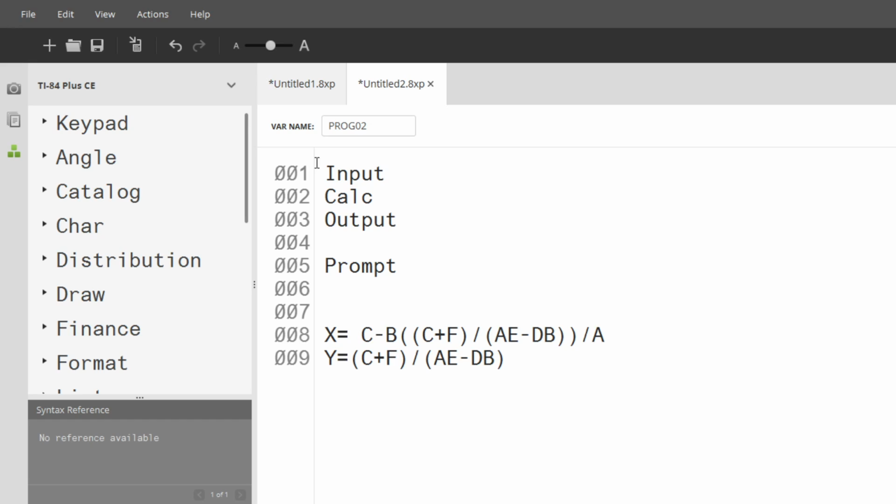Input. That's right. Input is different because you have some text in front of it, but with prompt, it's just going to ask you what the value is. It's not going to make anything fancy out of it. So you'll just do A, B, C, D, E, F.